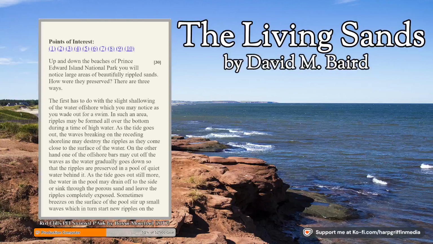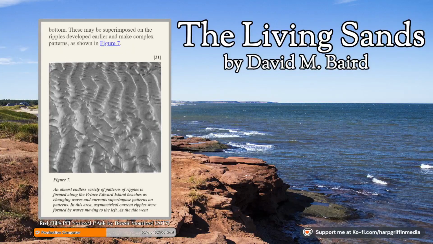Sometimes breezes on the surface of the pool stir up small waves, which in turn start new ripples on the bottom. These may be superimposed on the ripples developed earlier, and make complex patterns, as shown in Figure 7. Figure 7. An almost endless variety of patterns of ripples is formed along the Prince Edward Island beaches as changing waves and currents superimpose patterns on patterns.